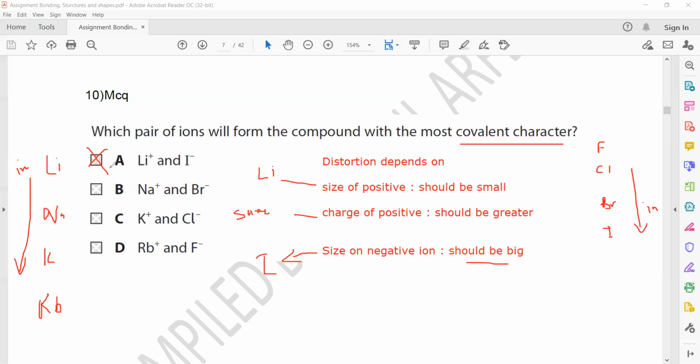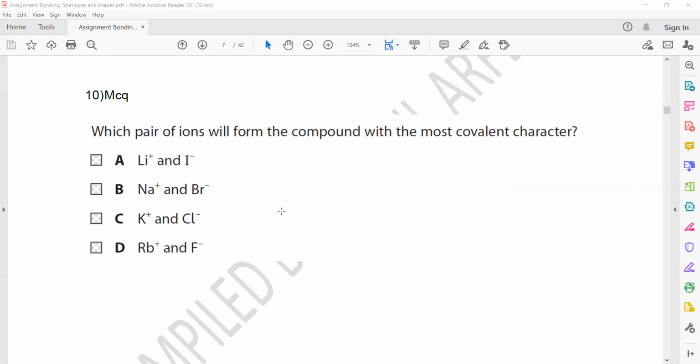Is it clear? The polarization or distortion depends on the positive ion size. It should be smaller. Positive ion charge, it should be greater. And negative ion size, it should be larger. Moving on to the next question.